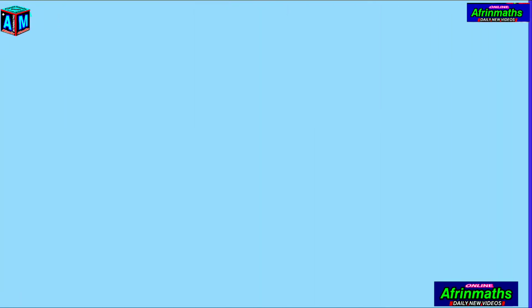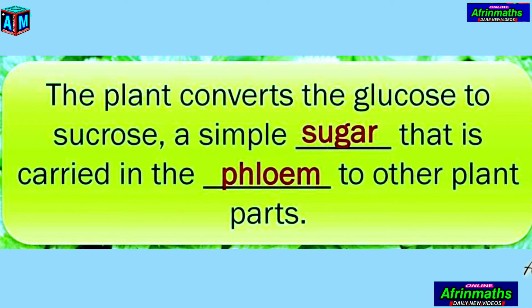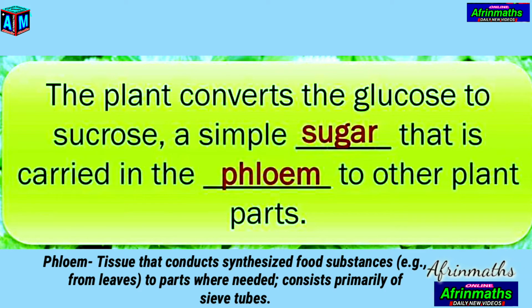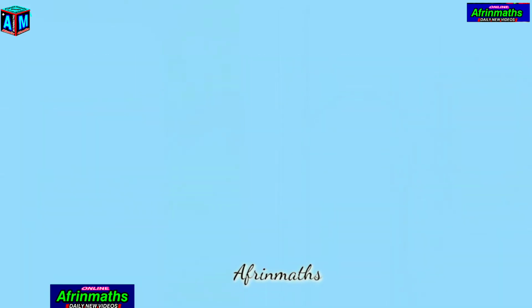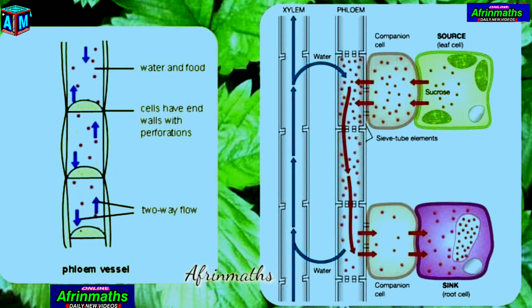because the plant converts the glucose to sucrose, a simple sugar that is carried in the phloem to other plant parts. Here, phloem is a plant tissue that conducts synthesized food substances, for example from leaves, to different parts where needed, and consists primarily of sieve tubes. Now here we can say that every plant needs sugar or it will die.